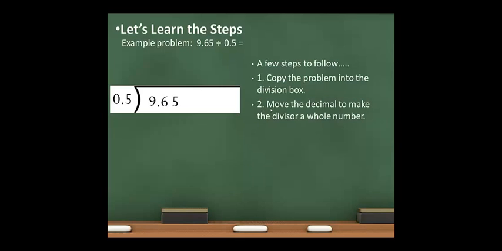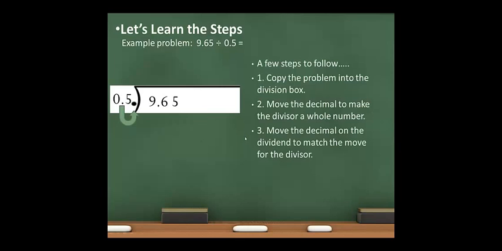Step 2, you're going to move the decimal to make the divisor a whole number. This means in this problem you're going to take the decimal from 5/10. You are going to move it over one spot to make your 5 a whole number.